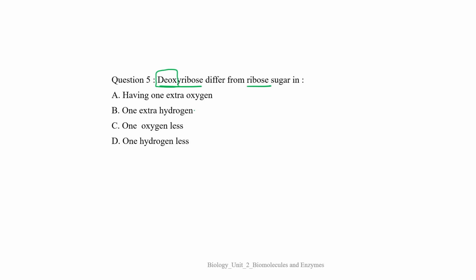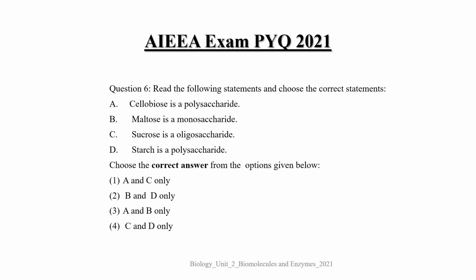This type of sugar is present in DNA, while ribose sugar is present in RNA, right? So choice number 3 would be the correct answer. Clear? Okay. Now let's move towards the next question, question number 6. Read the following statements and choose the correct statement. They have given us 4 different statements and we have to read them and choose the correct one.